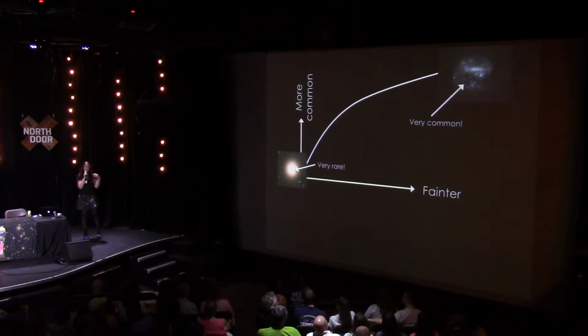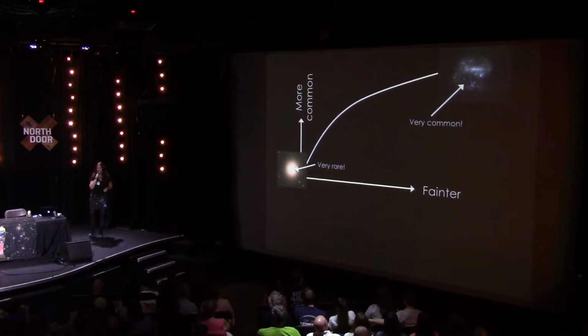So if you want to look at what a normal galaxy looks like, or where most of the energy in the universe is coming from, that's these really, really numerous, but individually very faint galaxies. But because they're faint, you can't see them.